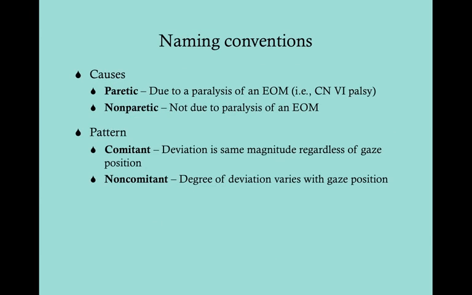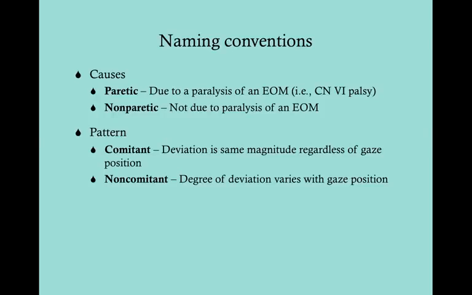There are various causes of strabismus. The most important cause you need to ask yourself is, is it due to paralysis of an extraocular muscle? So for instance, a CN6 palsy. If it is due to paralysis of an extraocular muscle, it's called a paretic strabismus. And so we know it's due to a paralysis. And if it's a non-paretic strabismus, then it's not due to paralysis of an extraocular muscle.